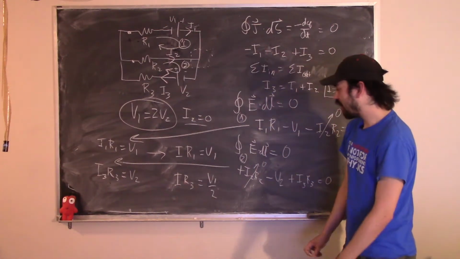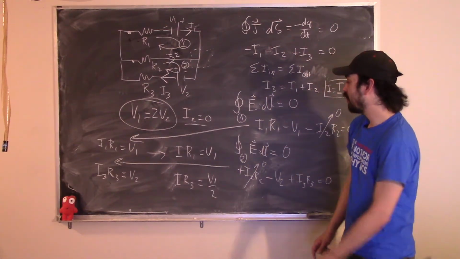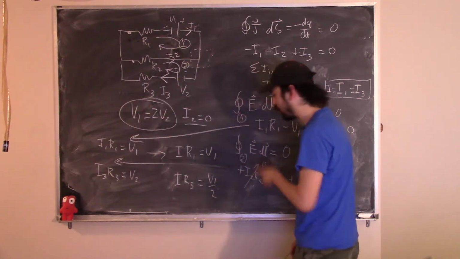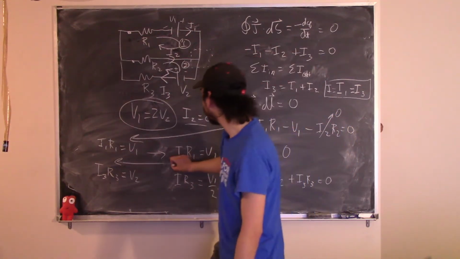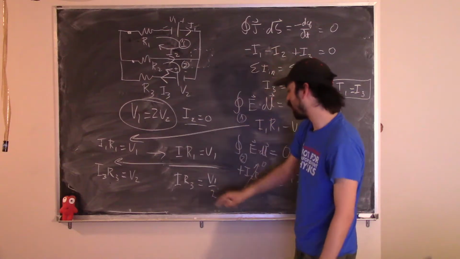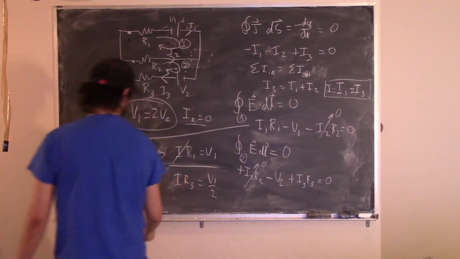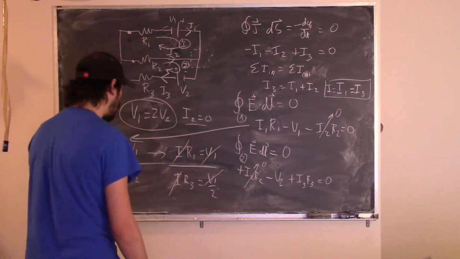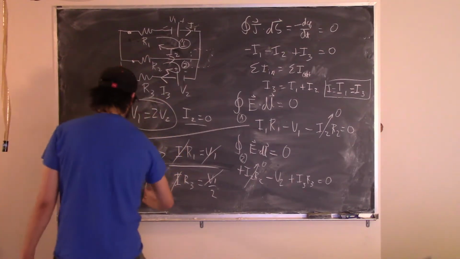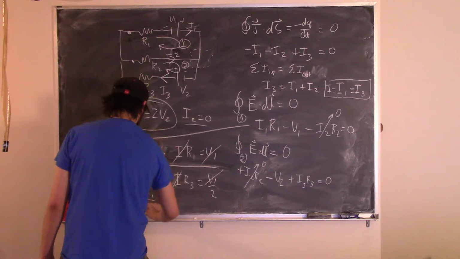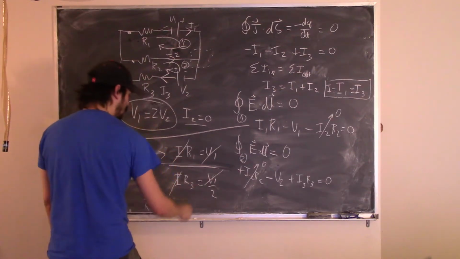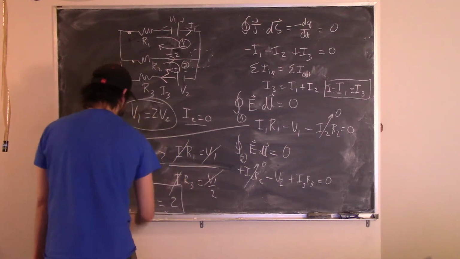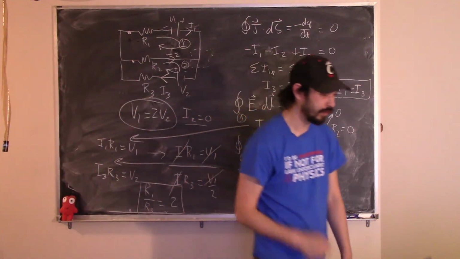Okay? Now to find some relationship between my R1 and my R3, what we can do is just divide this equation by this equation. What that does is it cancels my I's. It's also going to cancel my V1's. And so this says the ratio of R1 to R3 is going to be equal to 1 over a half, which is 2. Okay? And then that's it.